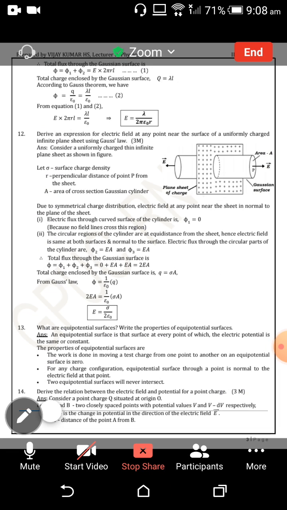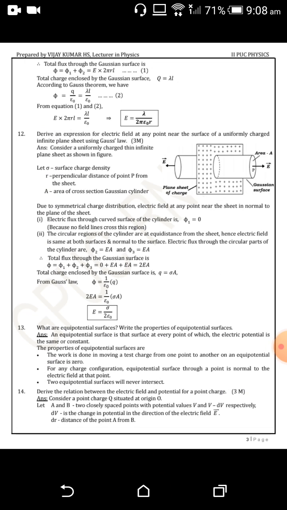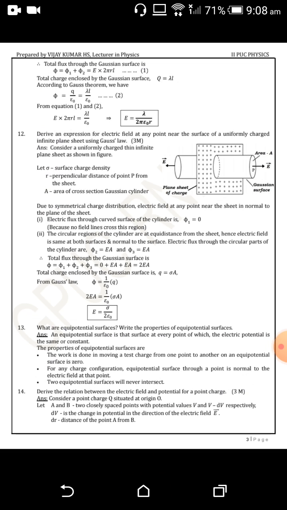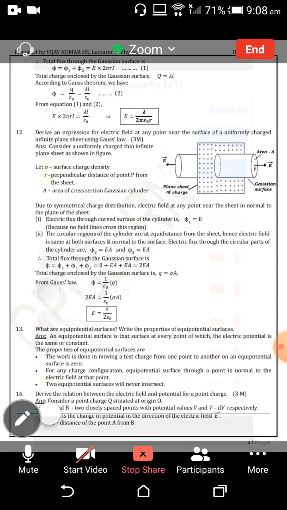Consider that you have a sheet where the positive charges are uniformly distributed over it. The thickness of the sheet is very thin, I mean very small. So let us consider a point P where the electric field has to be calculated, on both the sides of the sheet.